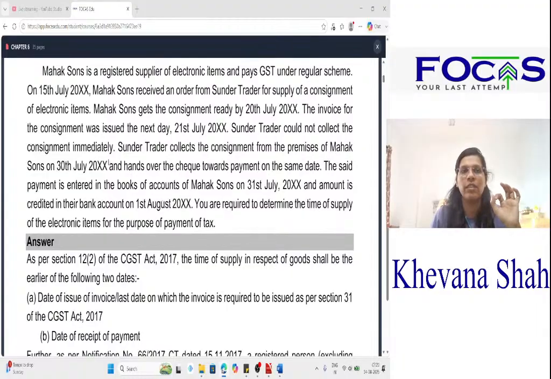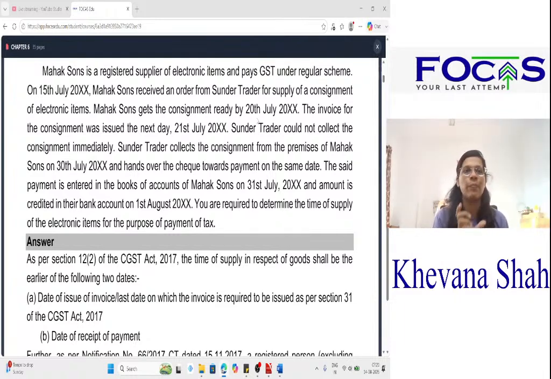Now we have question 3, which says Mahek Sons is a registered supplier of electronic items and pays GST under the regular scheme. So we have supplier of goods and regular scheme. On 15th of July, Mahek Sons received an order from Sundar Trader for supply of a consignment of electronic items. Mahek Sons gets the consignment ready by 20th July. Okay, so the consignment is ready on 20th July. For time of supply, please write the dates so that you can determine your answer. Okay, just on paper, write down the dates.